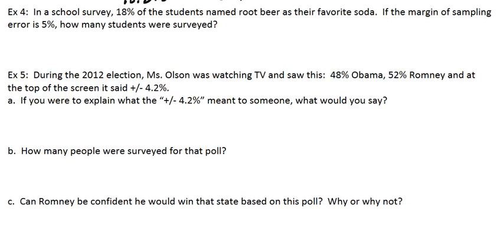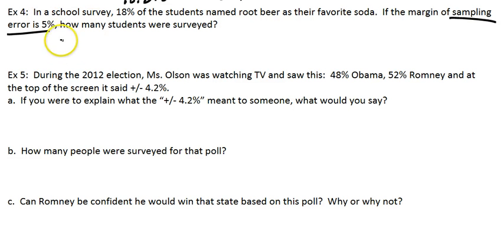Here's my example for 4. In a school survey, 18% of students named root beer as their favorite soda. The margin of sampling error is 5%. So again, the other information given is just other information. We use the sampling error to find our students surveyed.